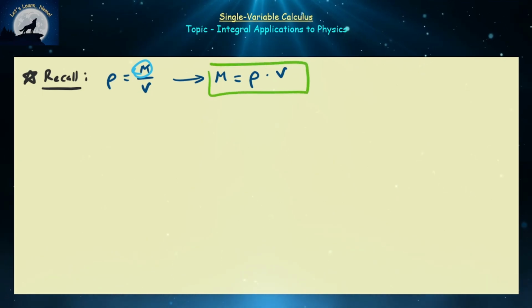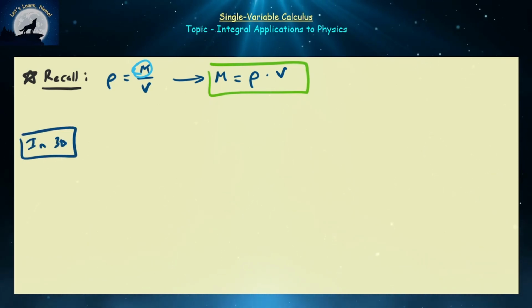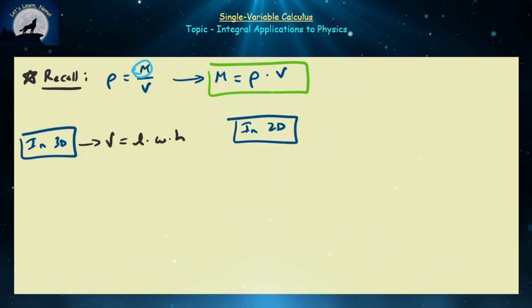So this is going to be one of the equations that we're going to be pretty much building our equations from. And keep in mind, in 3 dimensions, what is the volume for a cube or a rectangular prism? You should know that the volume will be equal to length times width times height. And in 2D, it's not really called volume, but it will just reduce to area, which is length times width.